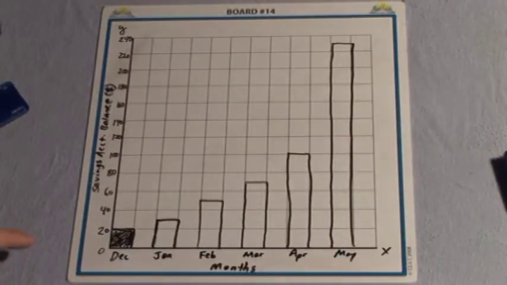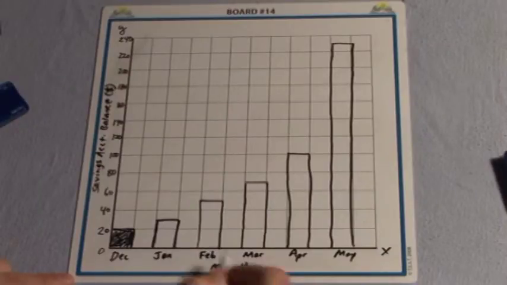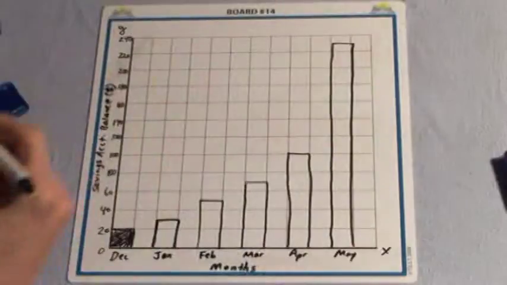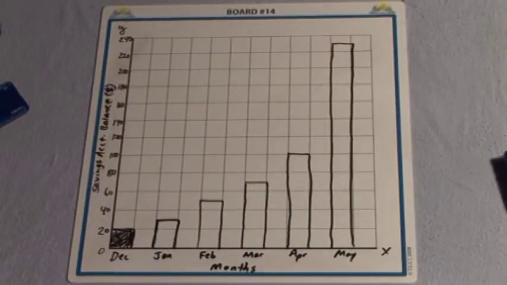Make sure that when students are creating bar graphs that they label both the x and the y-axis, and in addition that they put a title that is appropriate along the top. This is how you use board number 14 and board number 28 to create bar graphs.